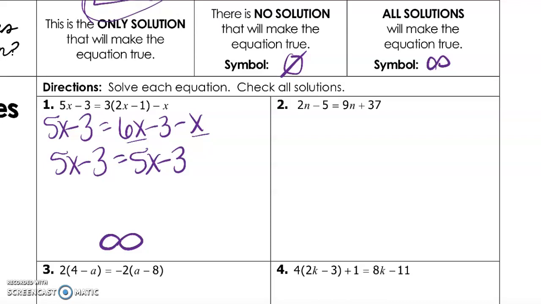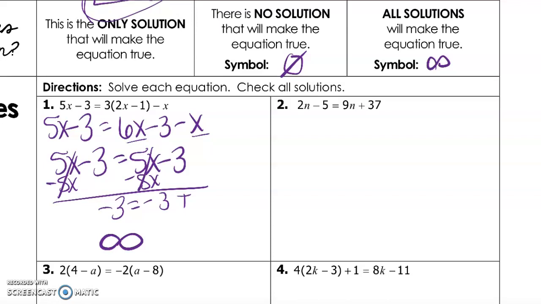You could plug any number you wanted in there. If you kept solving, you would have subtracted 5x, subtracted 5x. Negative 3 equals negative 3, which is true, which is why it's infinite solutions. Okay. Number 2, we don't have to do any work to start it. You kind of look first and see, oh, my variables don't match, so this is just going to be a regular one. If your variable terms match, you will either have no solutions or infinite solutions.